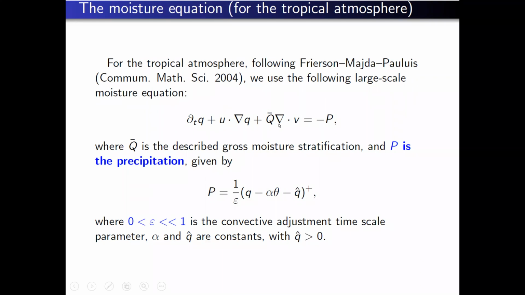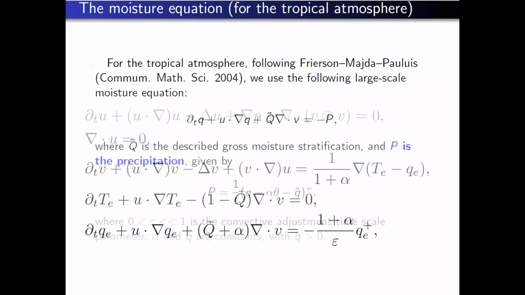Anyway, without getting too much into the physics, I just basically want to tell you what the microphysics is in here. So this is the model for the moisture. And now we know that when moisture condensates, it releases temperature.